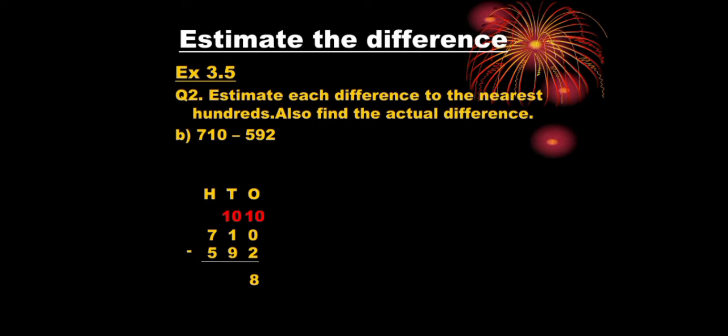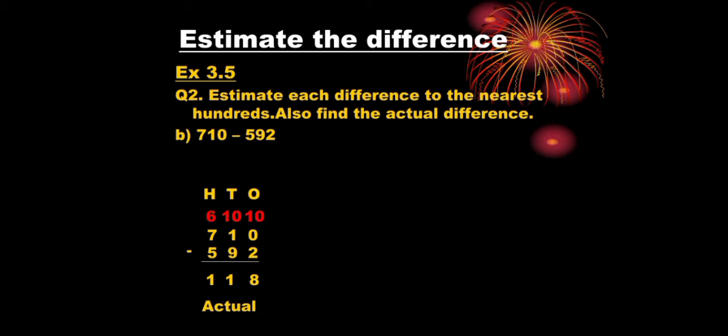Again I borrow 1 from 100 place. It will become 10. Now 10 minus 9 is 1. At 100 place we are left with 6. 6 minus 5, 1. So my answer is 118. Now this is my actual difference.